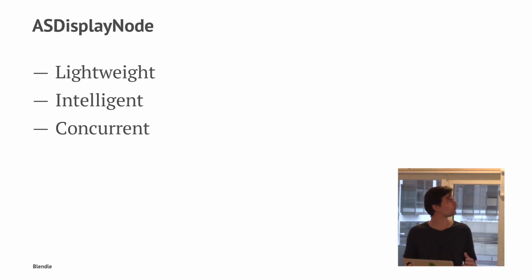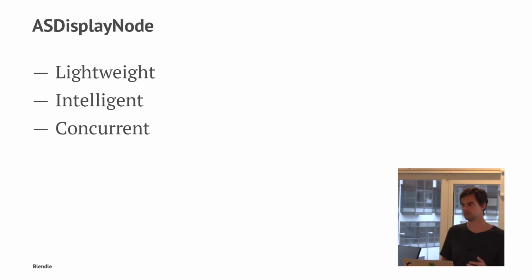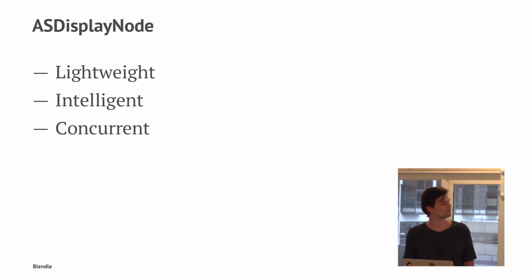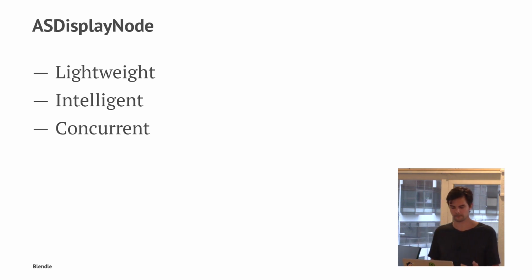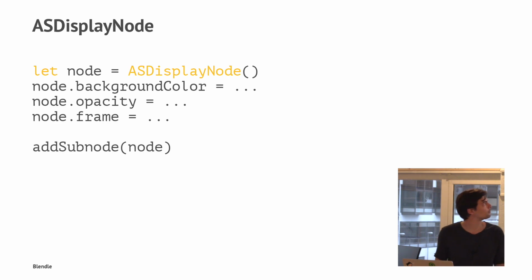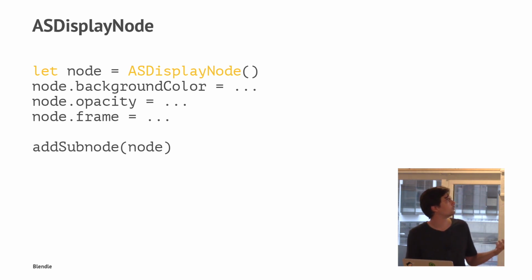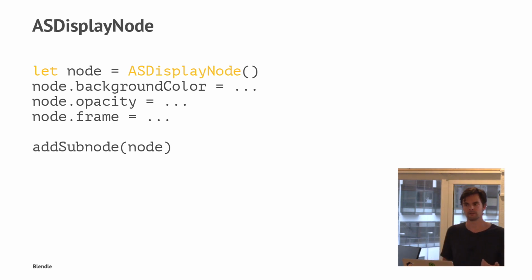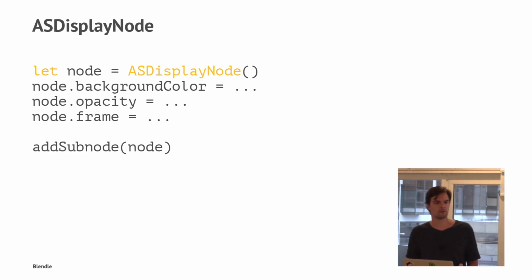ASDisplayNode, and actually the whole framework, is very similar to UIView and UIKit. It strives to retain the simplicity of UIKit, and so the interfaces are kept as similar as possible. So as a short example, if you create a node, just like if you would call its initializer, you can set the background color, opacity. The interfaces of the node are kept very similar to UIView and CALayer.